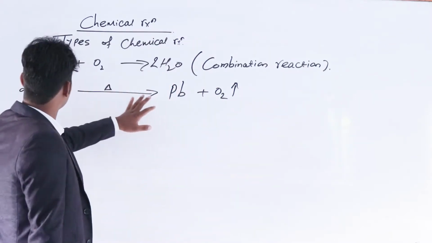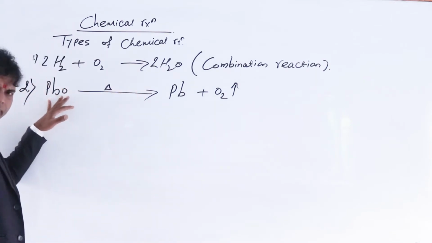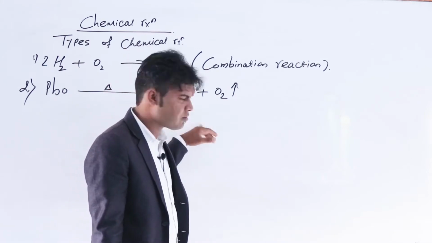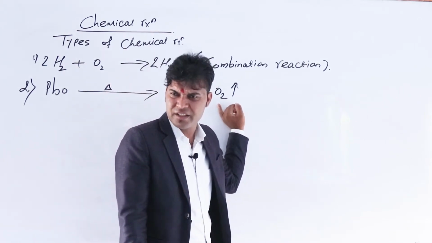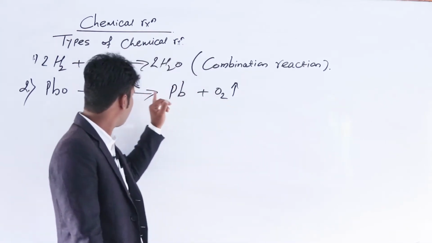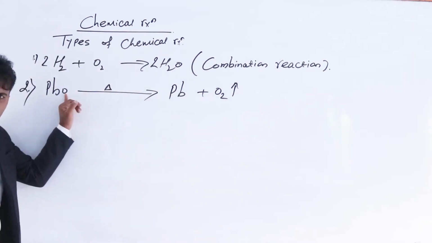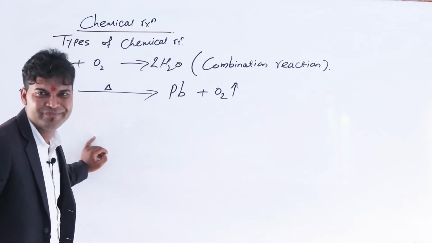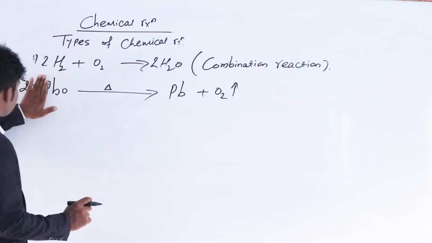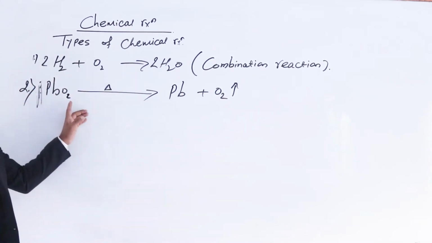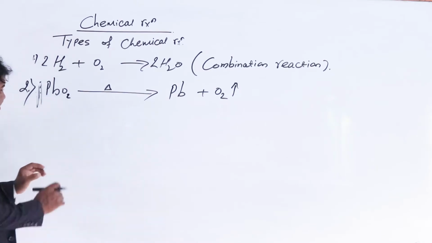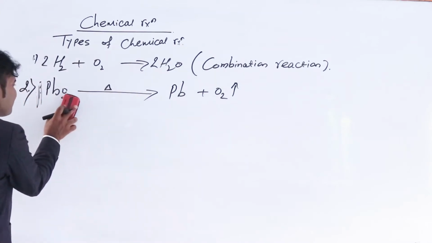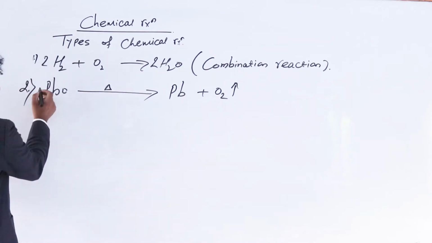Balance it, count it. At first, metal Pb: number of Pb is 1, number of Pb is 1. And lastly, we should balance the oxygen. The number of oxygen in the product is 2, and in the reactant it is only 1. Please put 2 here. We should put 2 right here.